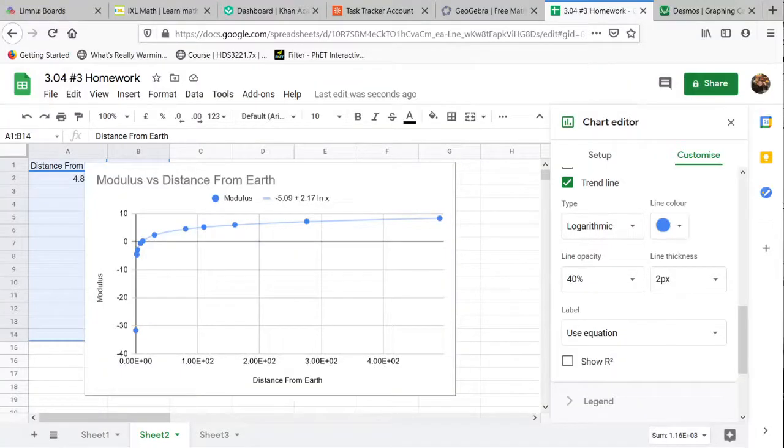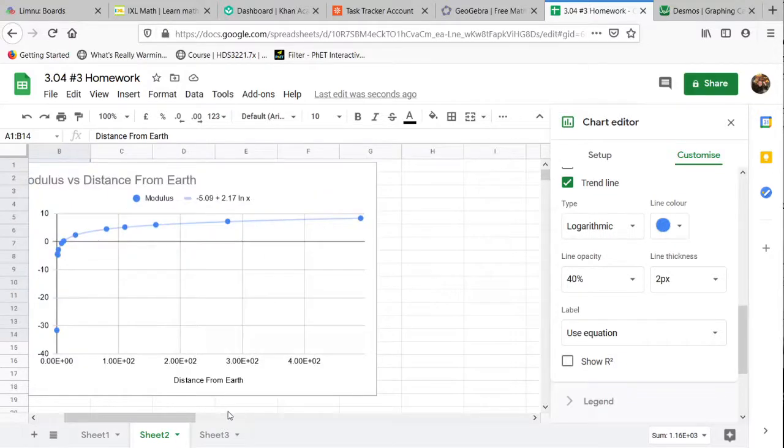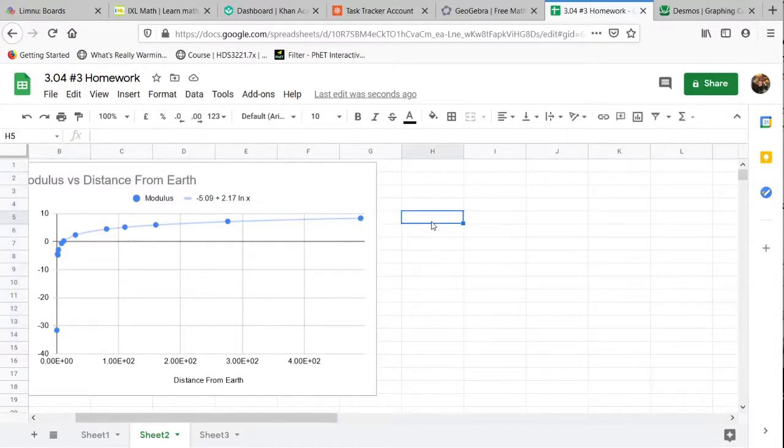And we just need to calculate that. We could do it with intersections on the graph. We could actually just do it with the spreadsheet now that we have our equation. So we could say it equals negative 5.09 plus 2.17 times the natural log of 7.3851E13, and we get a distance modulus of about 64 with this fit.